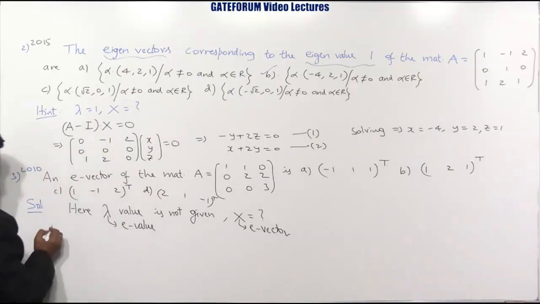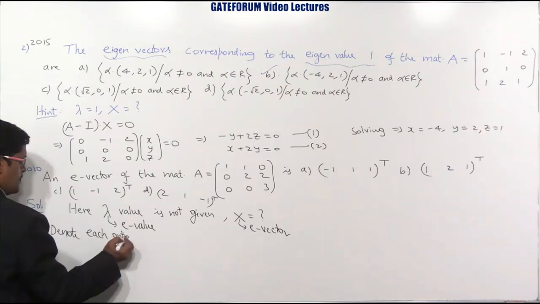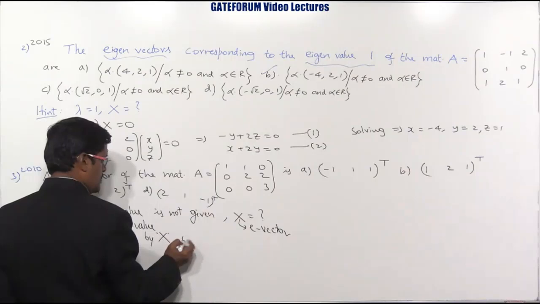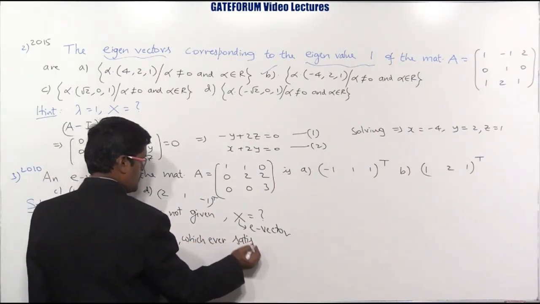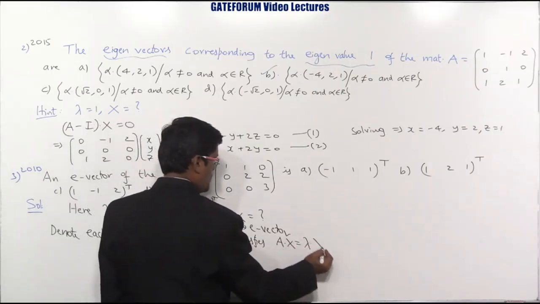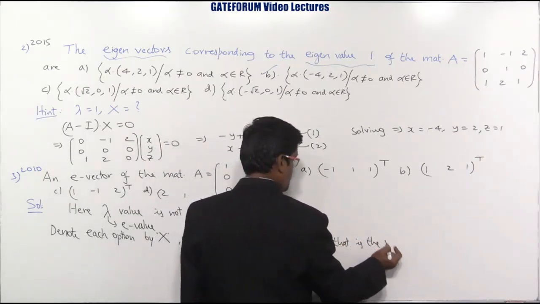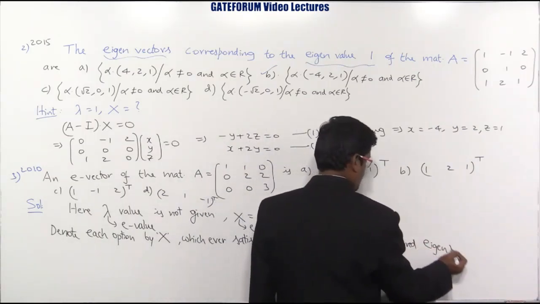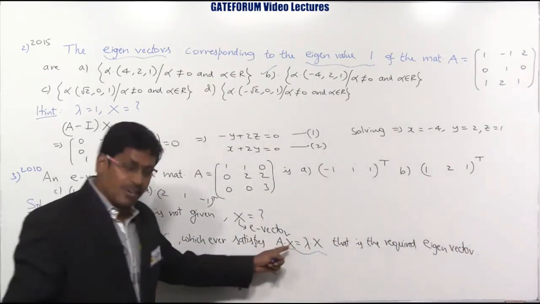Okay. So denote each option by x, whichever satisfies A into x is equal to lambda into x. That is the required eigenvector. This is, I already told you, another procedure for finding the eigenvector.